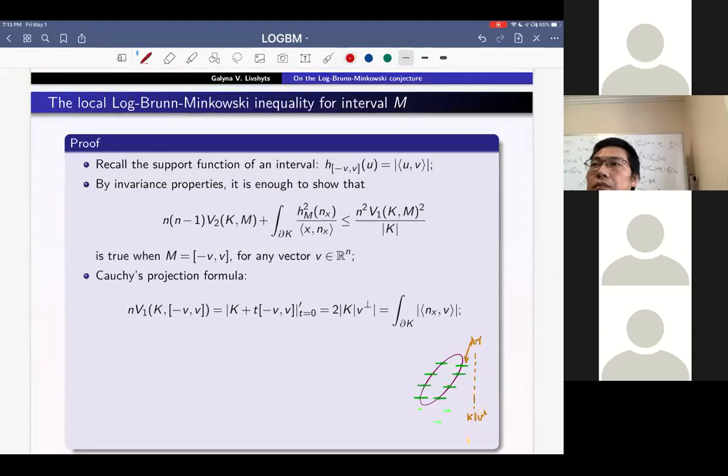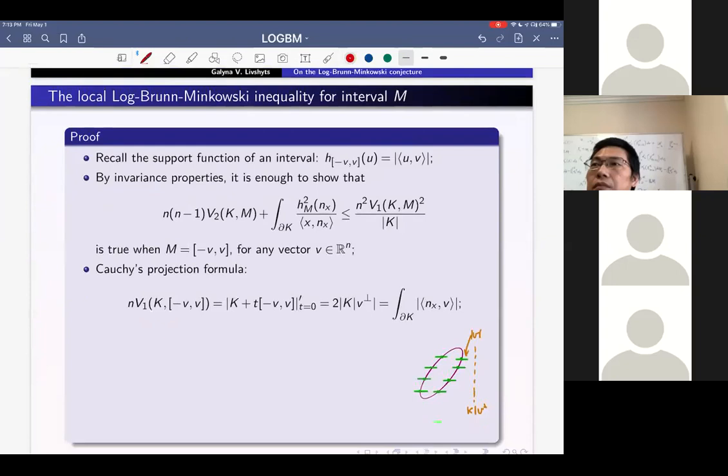Let me recall something that's called Cauchy's projection formula. Cauchy's projection formula gives an expression of a first mixed volume with an interval simply as a projection of K on the hyperplane orthogonal to the vector. The way to think about it is: imagine a convex set K, add an interval to it, and what is the derivative of this transformation?